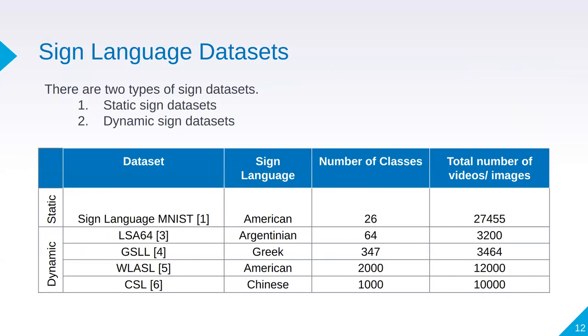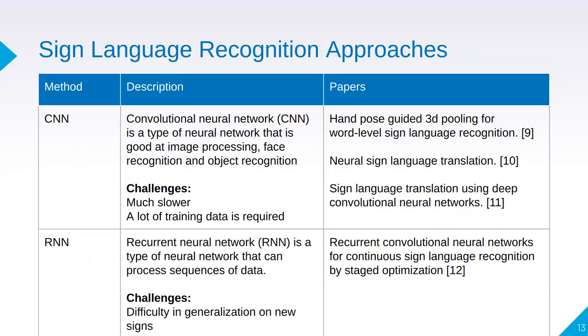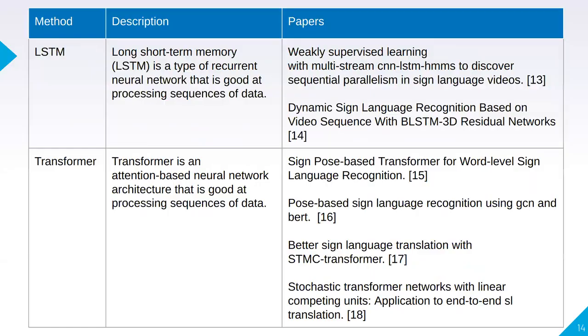In sign language datasets, there are two types of datasets, static and dynamic, and you can see examples of them in this table. Looking at sign language recognition approaches, there are four which are presented here with their corresponding papers. First, convolutional neural network is a type of neural network that is good at image processing, face recognition, and object recognition, but faces challenges in being much slower and requiring a lot of training data. Next, recurrent neural network is a type of neural network that can process sequences of data but faces a difficulty in generalization on new signs.